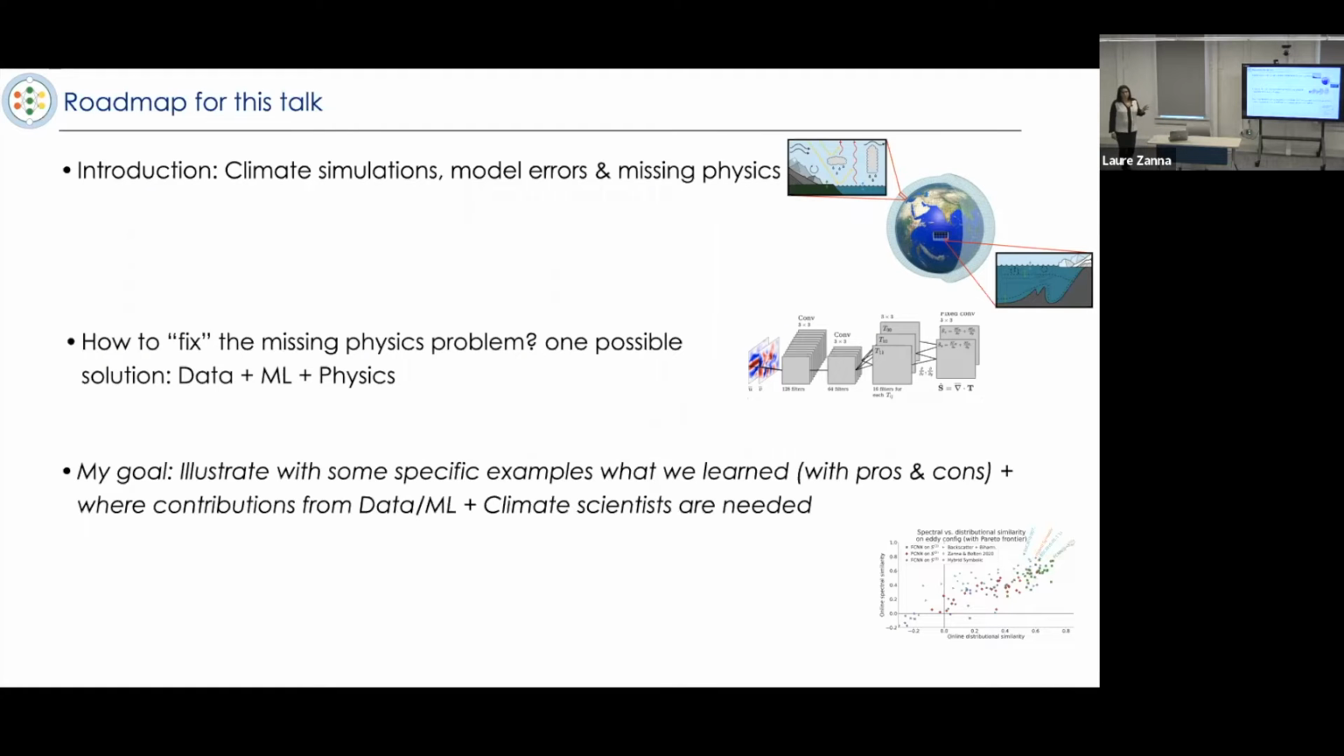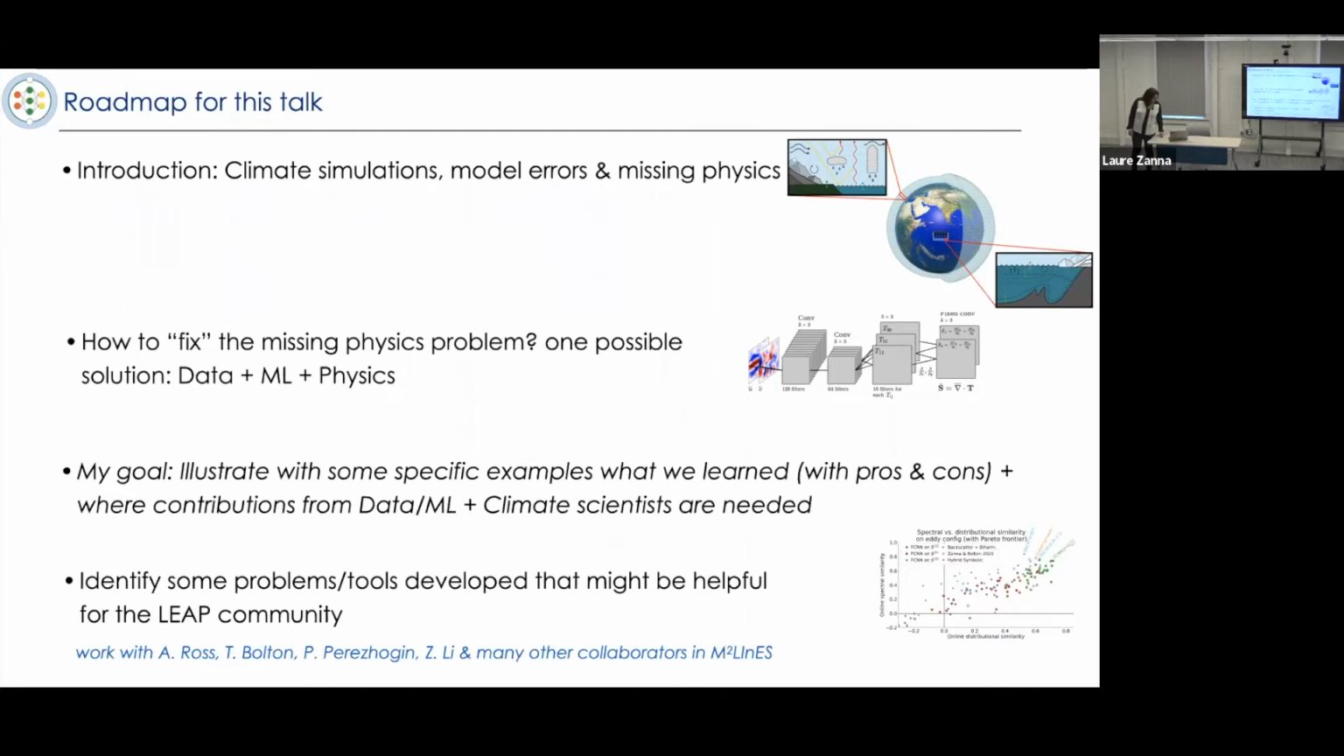As I said, my goal is to illustrate some specific examples that we learned over the years, with pros and cons. I'm going to tell you things that didn't work as well, and where contributions from data scientists, machine learning researchers, and climate scientists are needed. I'm going to identify some of those problems and tools that we developed that might be of use to many people in this room, I hope, and anyone from the LEAP community and others.